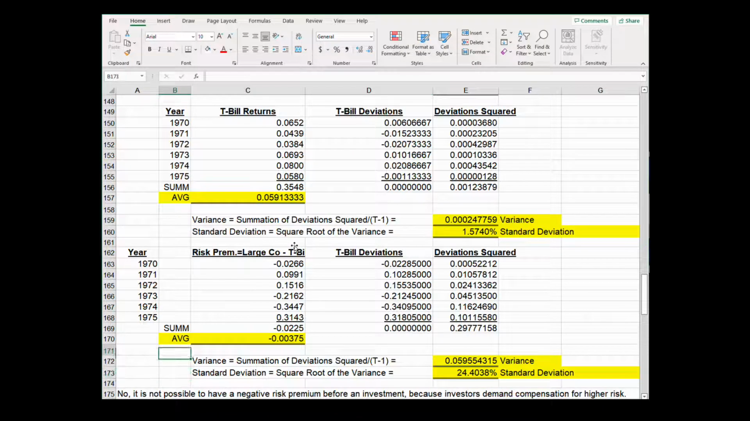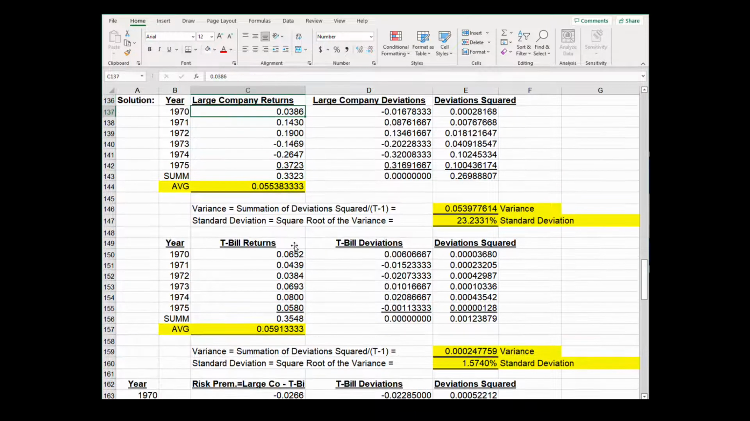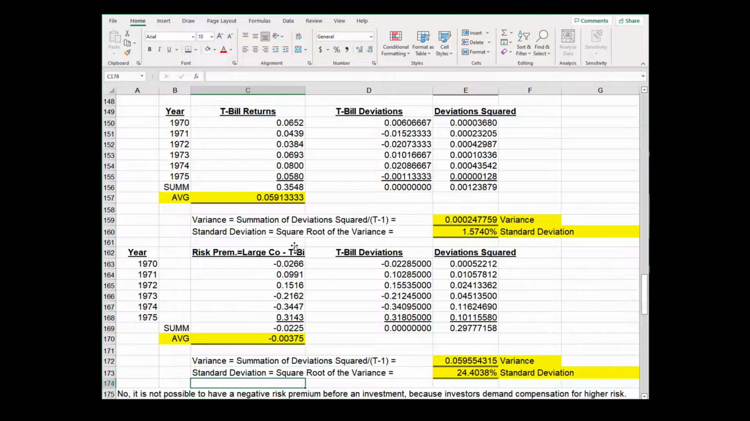Then we want to know the risk premium. That is simply the large company returns up above minus the T-bill rates, risk-free rates. So in the first year, my risk premium is minus 0.0266. In the second year, it's 0.0991. And I got that by just jumping up above and taking the large company return, 0.0386, minus the T-bill return of 0.0652, and I get a risk premium in 1970 of minus 0.0266, and down the line. I just subtract each of those numbers.